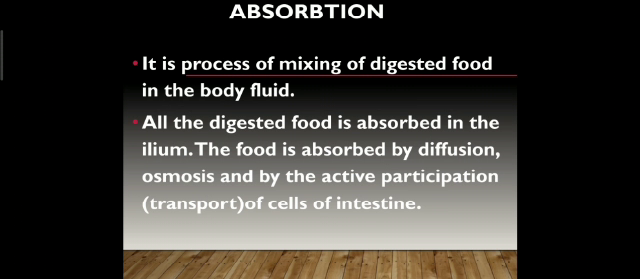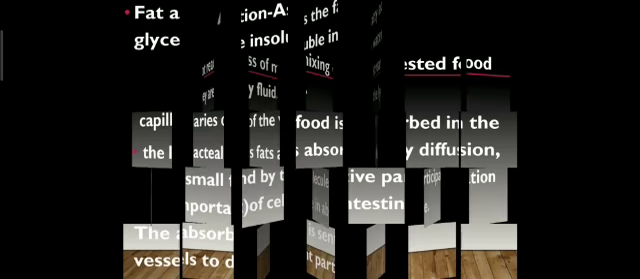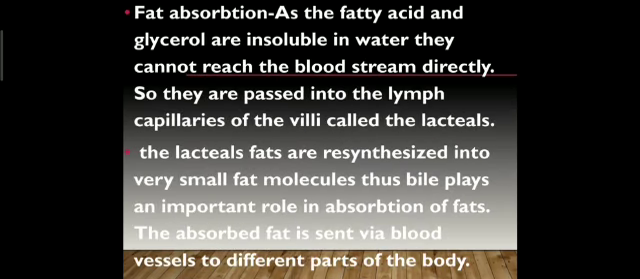Now, after digestion, absorption takes place. It is the process of mixing of digested food into the body fluid. All the digested food is absorbed in the ileum. The food is absorbed by diffusion, osmosis, and by the active transport of cells of the intestine. Now fat absorption, the first process. As the fatty acids and glycerol are insoluble in water, they cannot reach the bloodstream directly. So they are passed into the lymph capillaries of the villi called the lacteals.